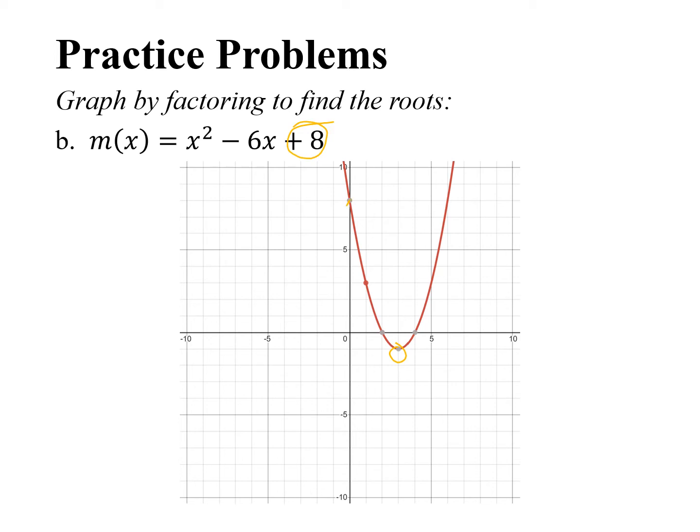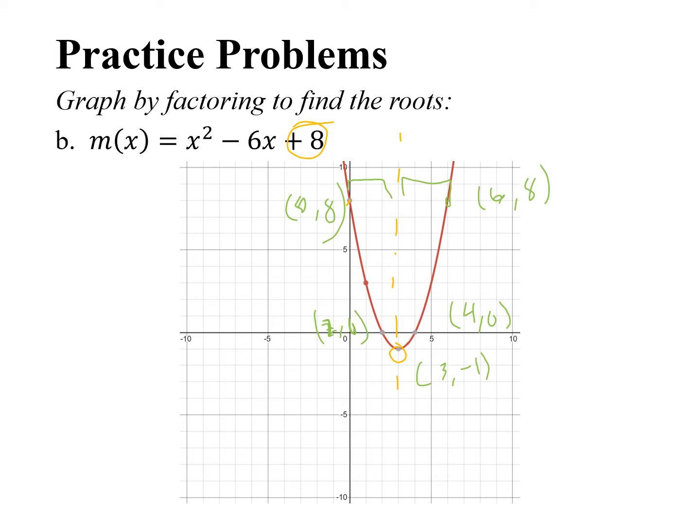Last thing I need to do is reflect it across that line of symmetry. I know that it's 3 spaces away from the line, so I need to go 3 spaces on the other side, and I find that the fifth point here is at the point (6, 8). So the 5 points that you should have on your graph: the vertex was at (3, -1). My zeros were at (4, 0) and (2, 0). That looks like a 3, that's a 2. And the y-intercept of (0, 8).